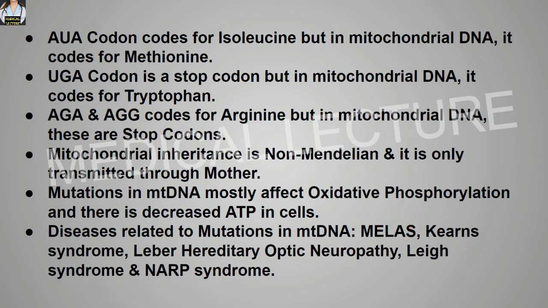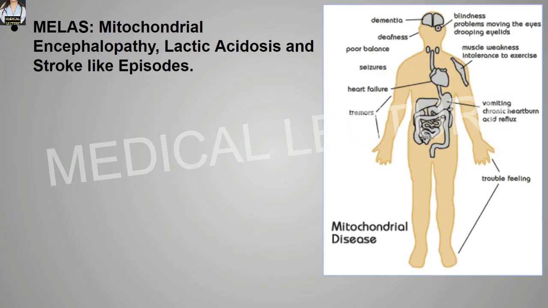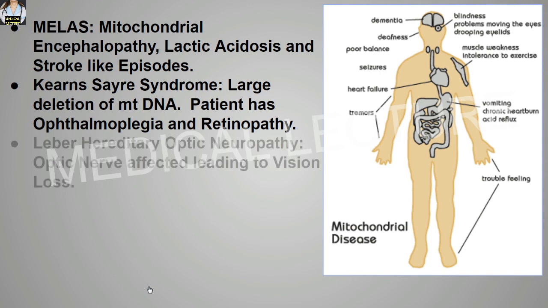Then the Kearns-Sayre syndrome, then Leber hereditary optic neuropathy, Leigh syndrome, and NARP syndrome. Now the MELAS, mitochondrial encephalopathy, lactic acidosis, and stroke-like episodes, we discussed before also. Kearns-Sayre syndrome. Over here, a large deletion of the mitochondrial DNA occurs. The patient has ophthalmoplegia and retinopathy.